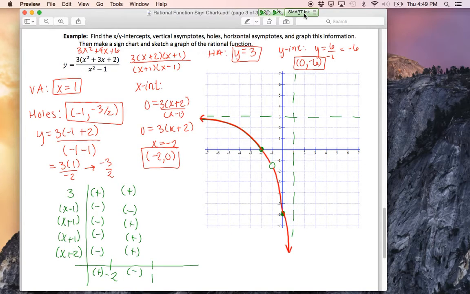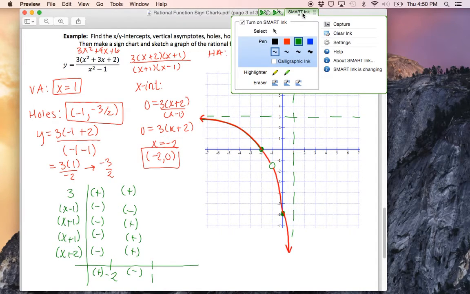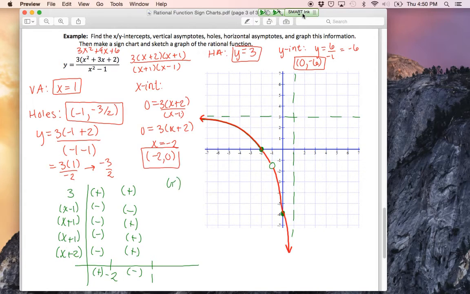And now our last interval is from 1 to infinity. I'm going to pick 2 as my x value to plug in. 3 is always positive, so that's positive. 2 - 1 is 1. 2 + 1 is 3, so that's positive. 2 + 1 is 3, so that's positive. 2 + 2 is 4, so that's positive. 5 positive values gives you a positive, so I know that from 1 to infinity, this graph is going to be above the x-axis up here.